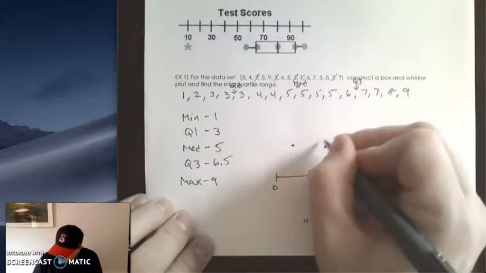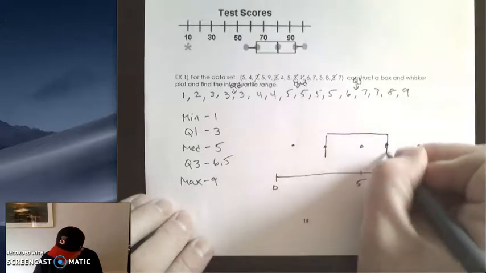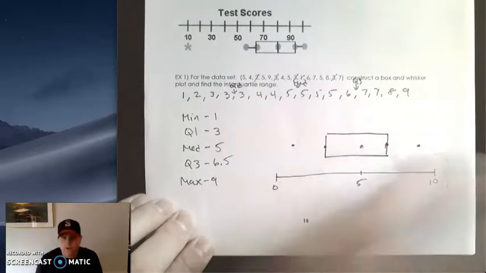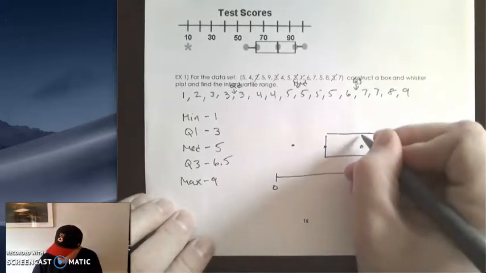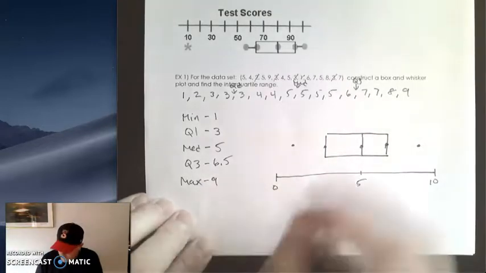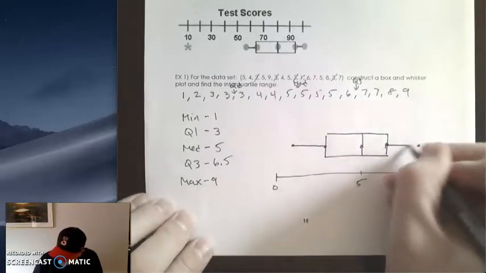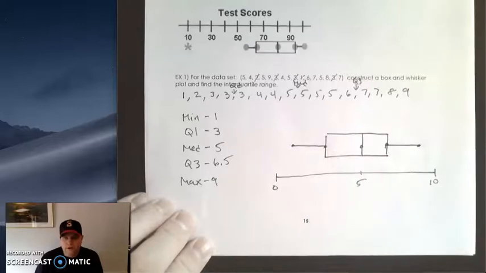Now, first thing you want to do is draw your box. So the box is basically your third quartile and your first quartile. And the median is the line that goes in the middle, like so. Now, the whiskers are your minimum and maximum. So there is your box plot, but we're not quite done with this because it is important that you label those numbers. You label the five-number summary.